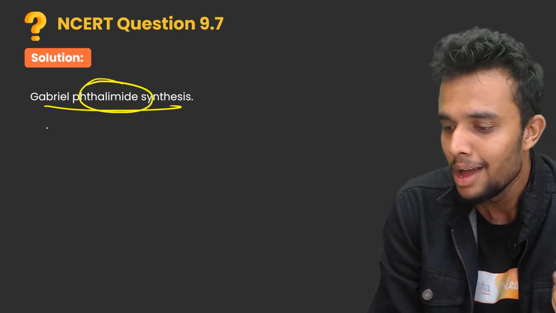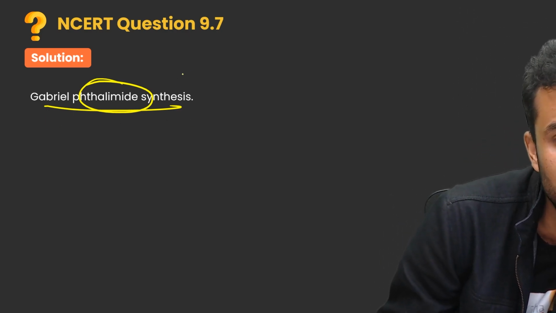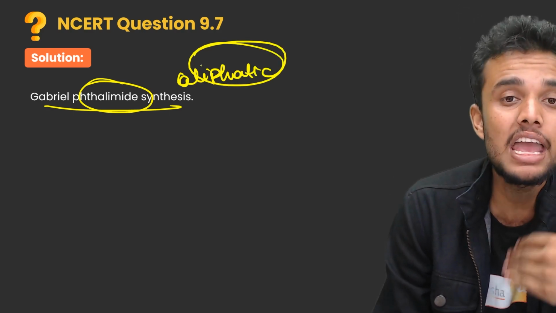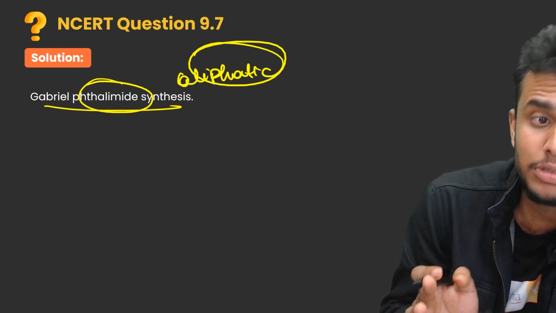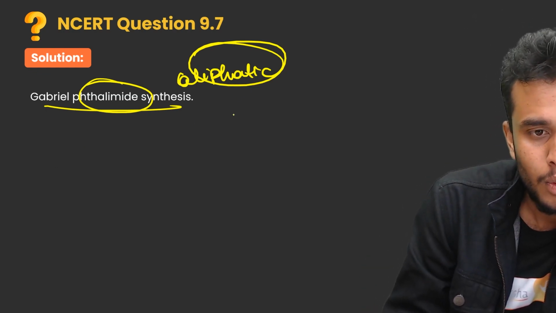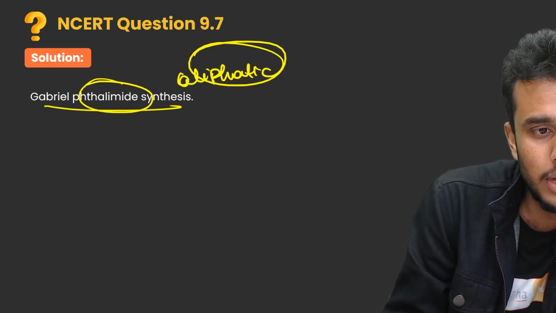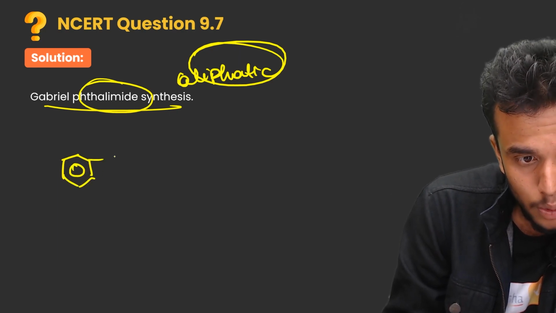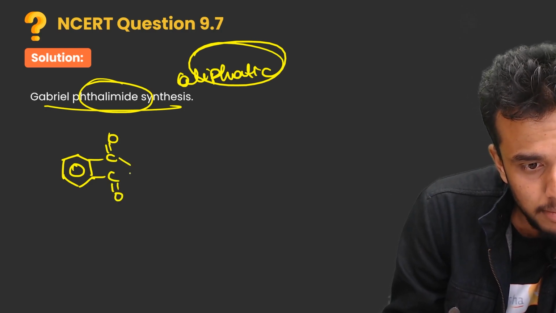What is Gabriel phthalimide synthesis? We are already familiar with this reaction. It is mainly used to form aliphatic primary amines. Yes, it is famous for preparing aliphatic primary amines. It's a convenient and easy process. I already explained phthalimide to you. What is the structure of phthalimide? A benzene ring, with C double bond O groups here. This is a phthalimide compound.